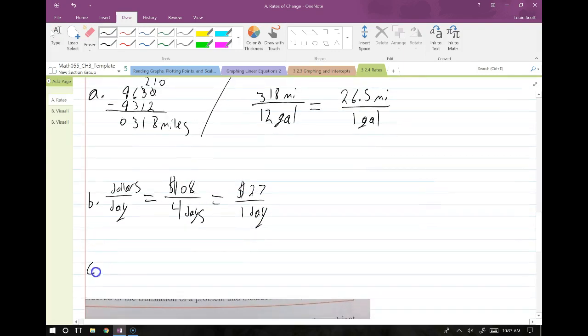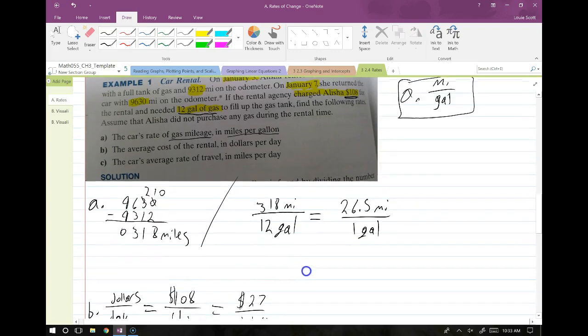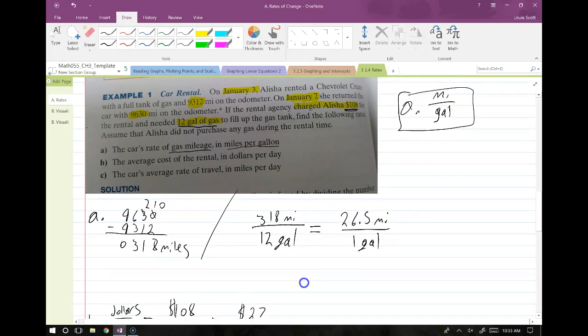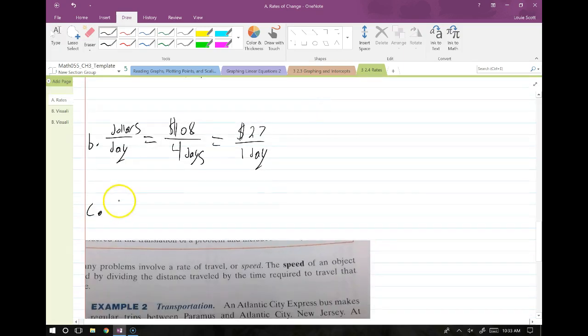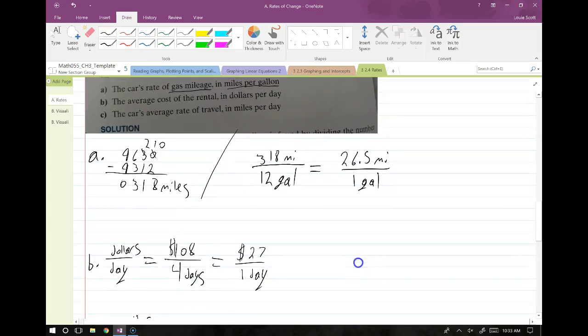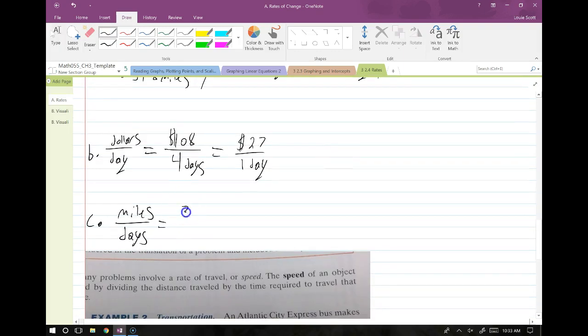Let's do the third rate. Rate C. What do they want? They want the car's average rate of travel in miles per day. Miles per day. So they want miles over days. So we already calculated the total number of miles. That was 318. So we're just going to plug that in, 318. And the total number of days, we already calculated that as well. That is 4 days. Keep my units here.